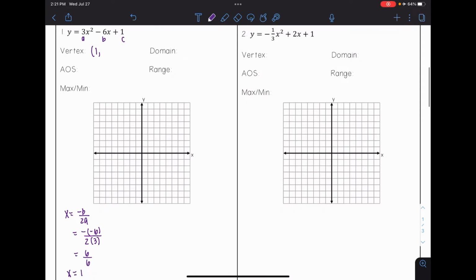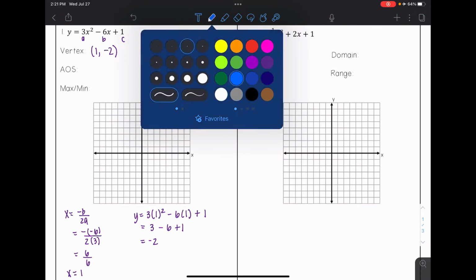Now I need to figure out what y is. Well, to find out what my y value is, I'm going to go ahead and plug 1 back into my equation. So I have 3 times 1 squared minus 6 times 1 plus 1. Well, 1 squared is just 1, so 3 times 1 I get 3, minus 6 plus 1. 3 minus 6, I get negative 3. Negative 3 plus 1, I get negative 2. So there's my vertex.